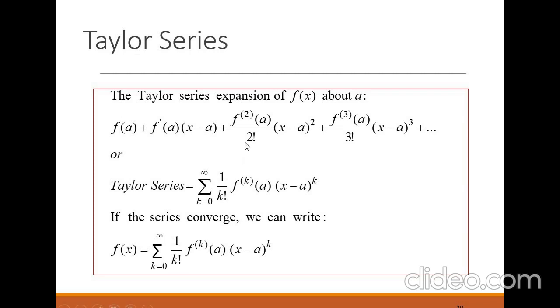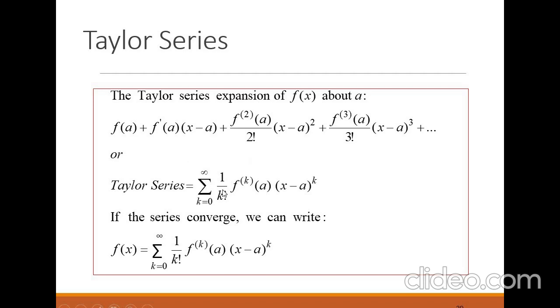The Taylor series expansion of a function f of x about a point A is given by f of A plus f prime of A times x minus A. So it starts with f of A, then the first derivative evaluated at that point A multiplied by x minus A, plus the second derivative evaluated at the point of expansion A, over 2 factorial, times x minus A squared. And then the third term will be the third derivative over 3 factorial times x minus A cubed.